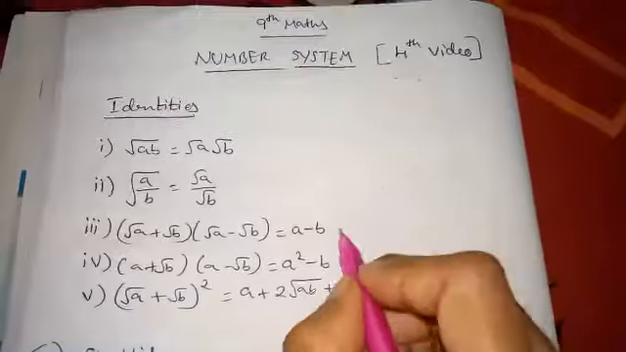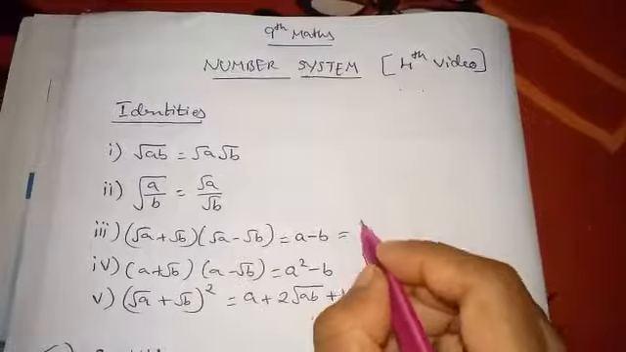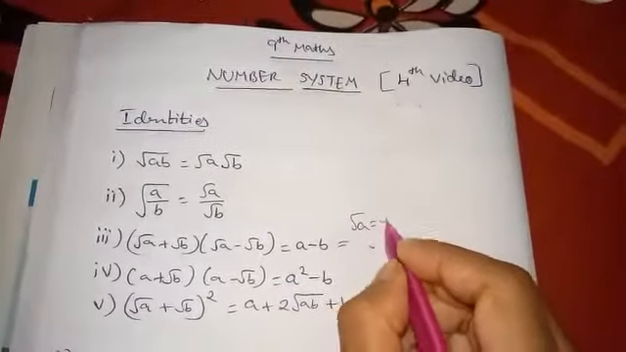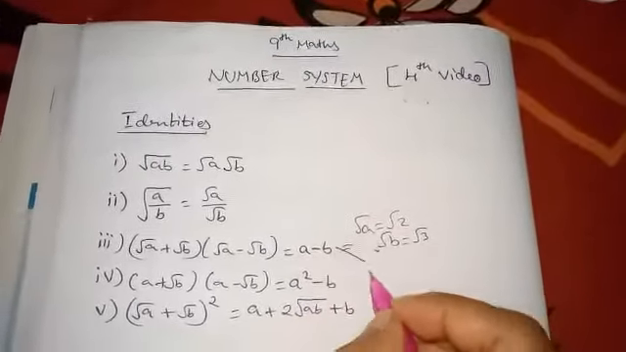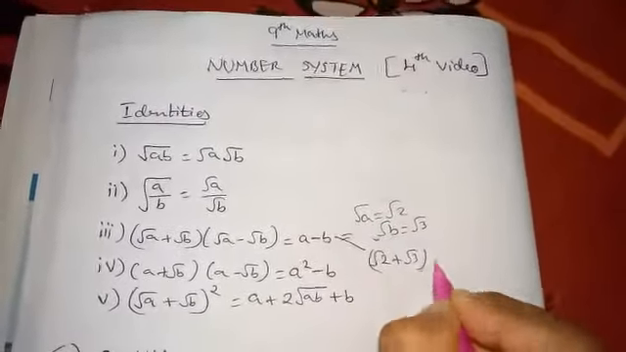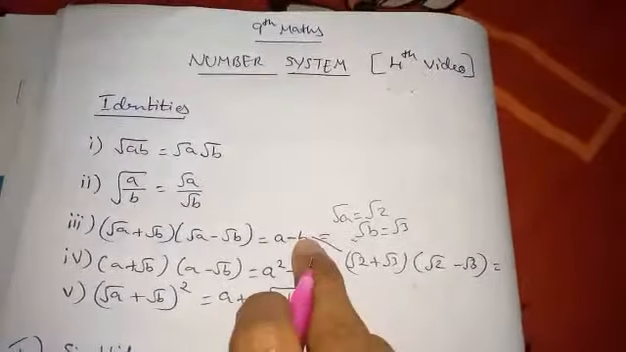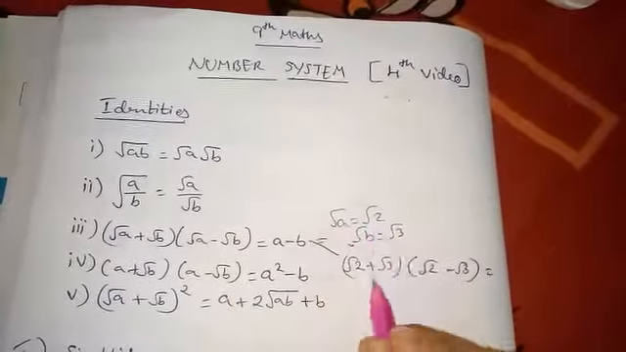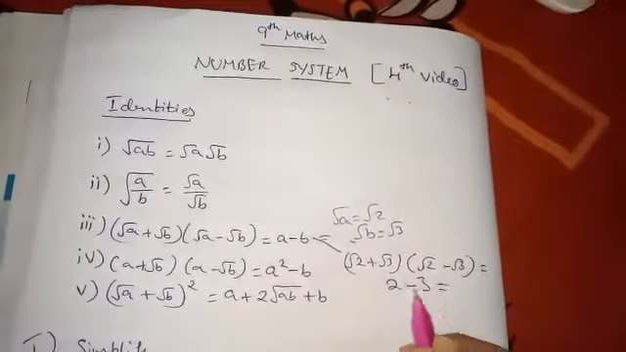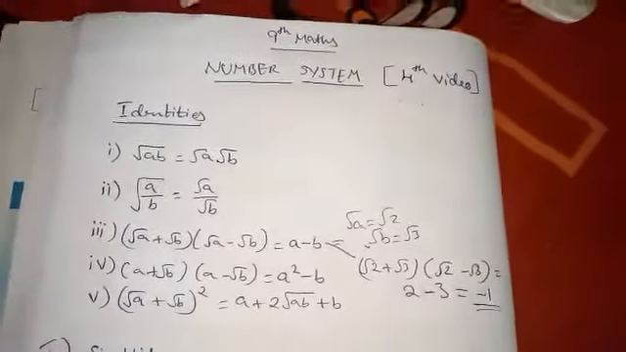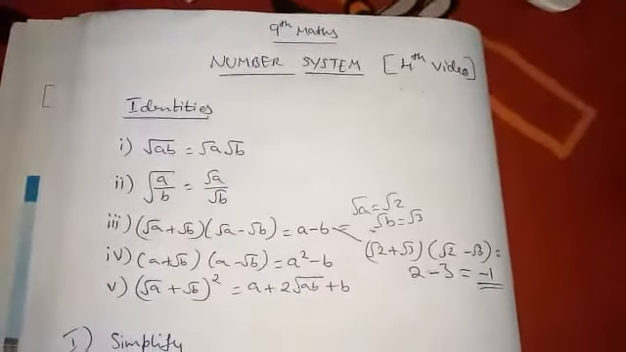For example, let me explain this with one example. Let me take root A as root 2 and root B as root 3. So if you have root 2 plus root 3 and root 2 minus root 3, what will be the answer? A minus B. So A is what here? 2, only 2, not root 2, minus 3. So the answer is minus 1. Like this you have to use this identity in solving problems.